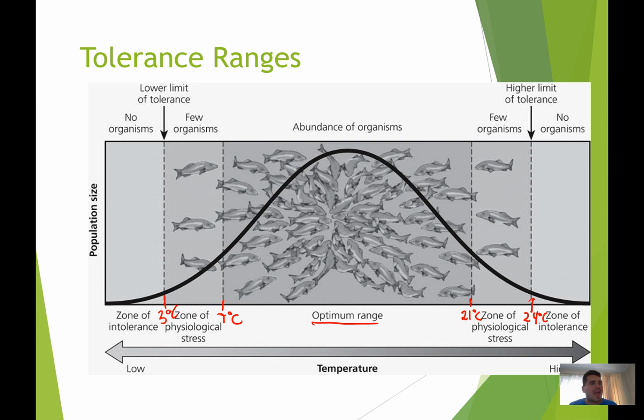What happens if we go outside of that zone of physiological stress? We have what we call the zone of intolerance. We don't have organisms, for example rainbow trout, surviving much above 24 degrees or much below 3 degrees. This is what we call a tolerance range. It really is just a measure of the environment for a specific individual, a specific population of a species.